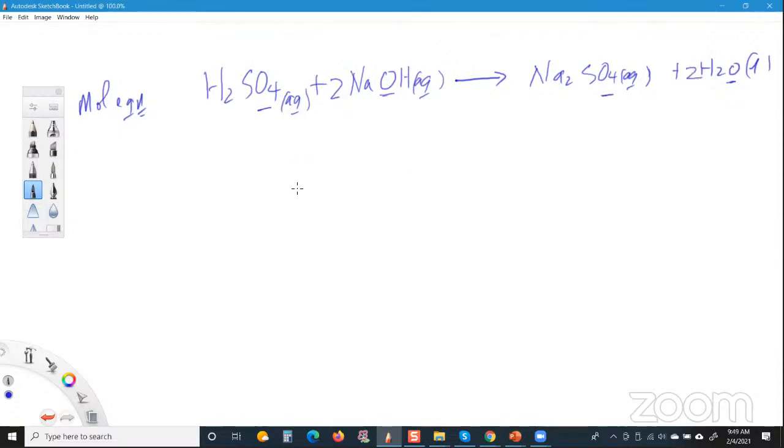Everything is balanced if you check it out. You have 4 hydrogens on both sides. You have 1 sulfur on both sides. You have 6 oxygens on both sides. You have 2 sodiums on both sides. So everything is balanced, all right?